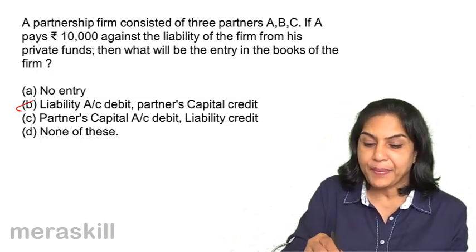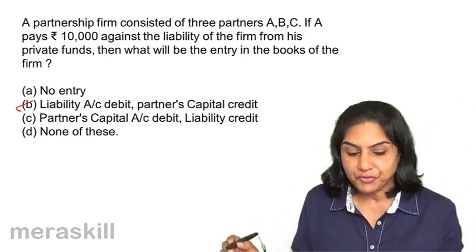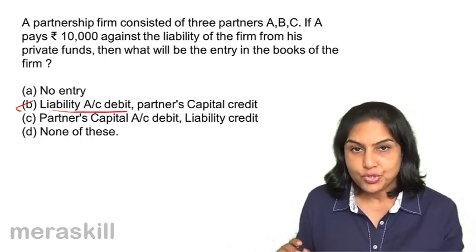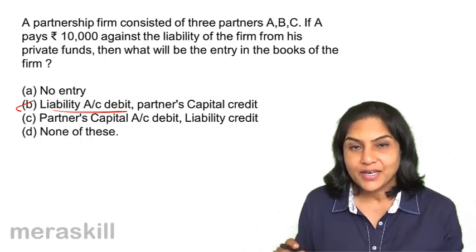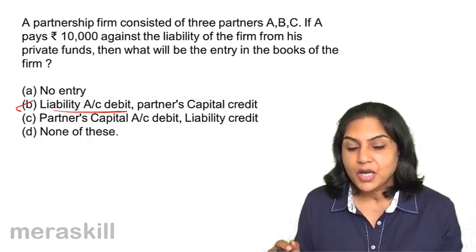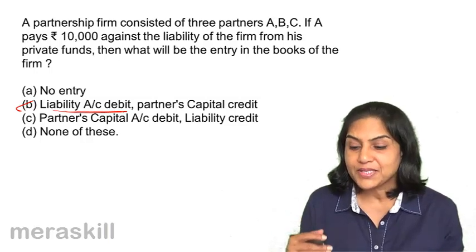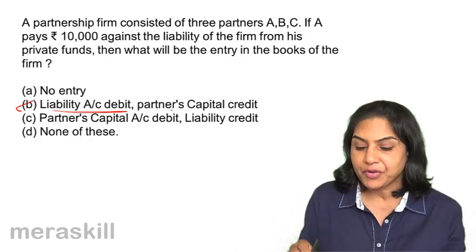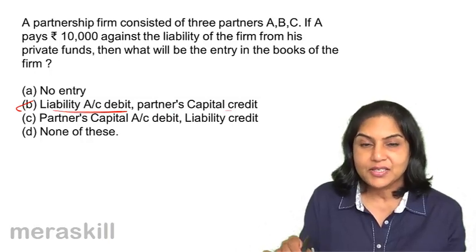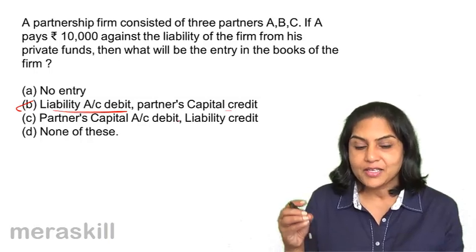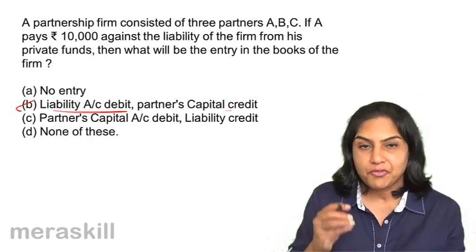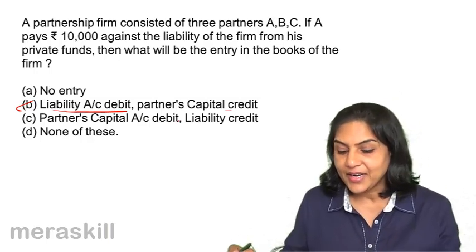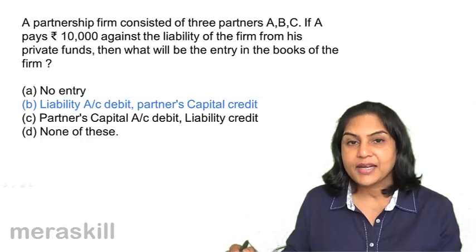What has happened? A pays 10,000 against the liability of the firm. So the liability of the firm gets reduced. Liability account debit. Second, partners capital account is credited because the partner has paid it from his own private funds. So if he had brought in capital, we would have credited partner's capital account. This is the same effect. The partner is meeting the liability of the firm. So the entry, wipe out the liability account debit, credit the partner's capital account. Correct entry B.